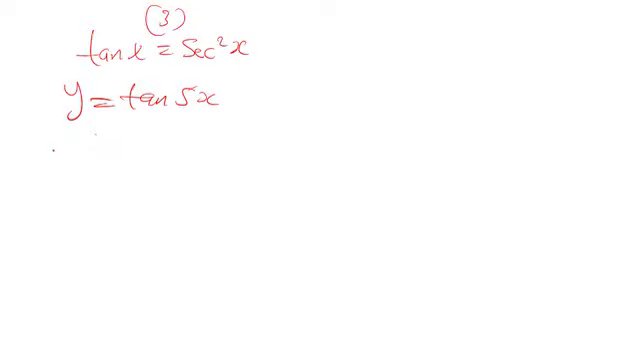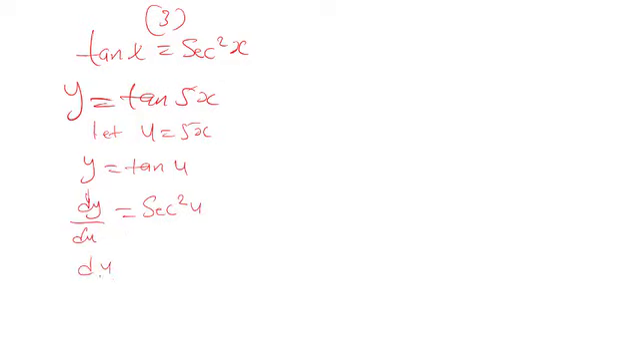Let u be equal to 5x. So this becomes y equals tan u. So dy/du becomes sec square u. And du/dx, because we are not looking for dy/du, we are looking for dy/dx. But this is u, you can differentiate u with respect to x. du/dx becomes 5, because remember the rule. I keep saying it. Each time you want to solve this, just remember that we have n x to the n minus 1.